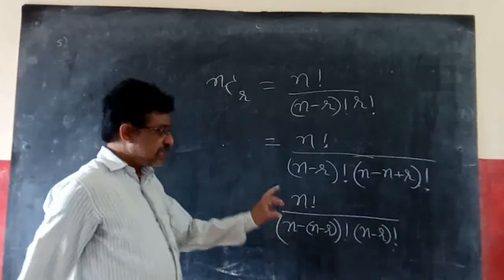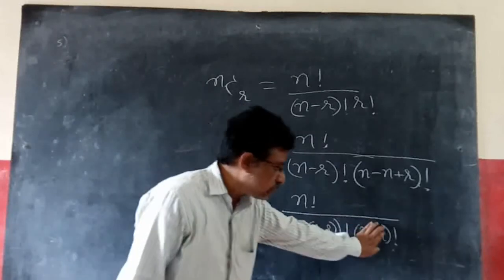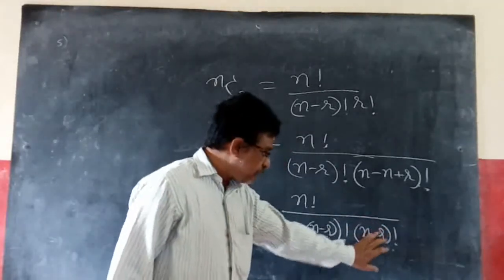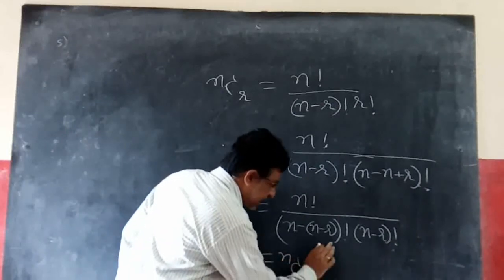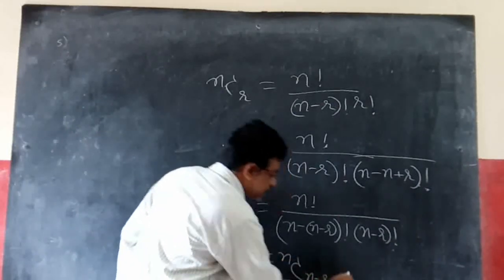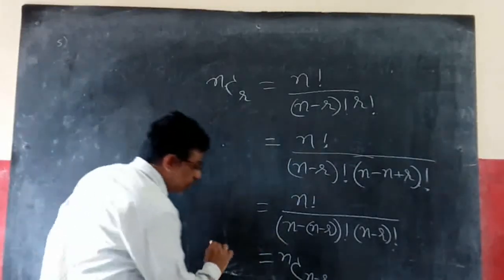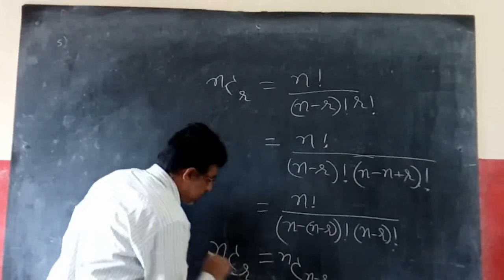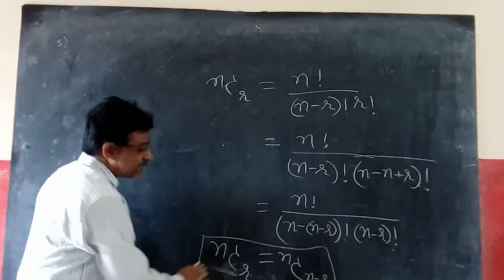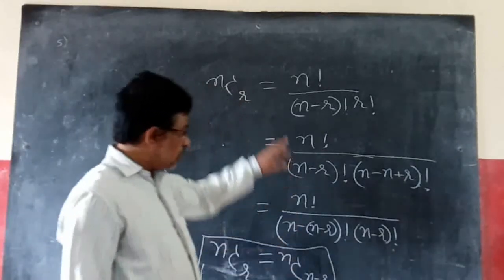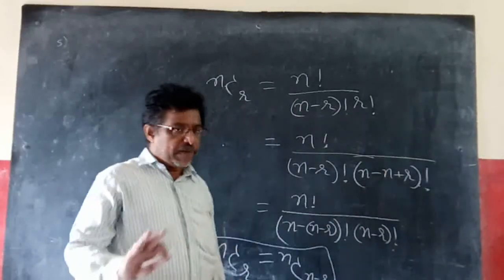Now observe, this is like n factorial by n minus r factorial into r factorial, but in place of r we have n minus r here. So nCr is nC(n minus r). What I want to say is nCr is always equal to nC(n minus r). Most important formula. So this is the proof.